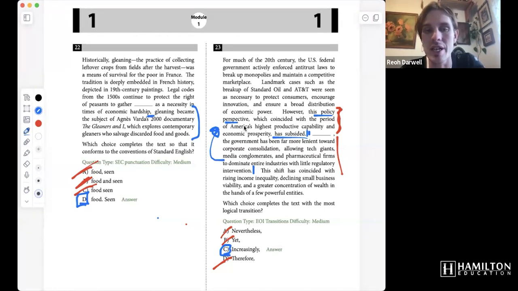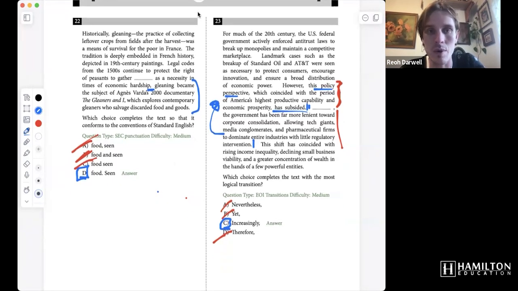Okay, so the claim preceding is that the policy period has subsided. How can you tell? Well, you can tell because they're far more lenient to all these things. So increasingly works best for this logical relationship.